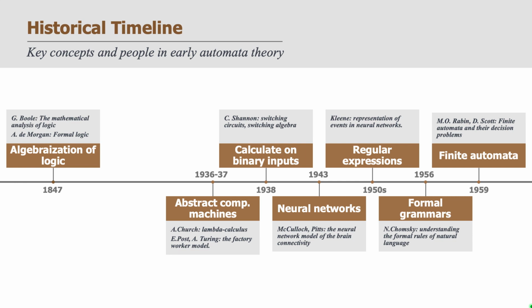And in 1959 we have this work done by Rabin and Scott on finite automata and their decision problems. And this in fact is the modern version of automata, and the terminology that they proposed in this seminal paper is pretty much what we are also going to follow in this course.